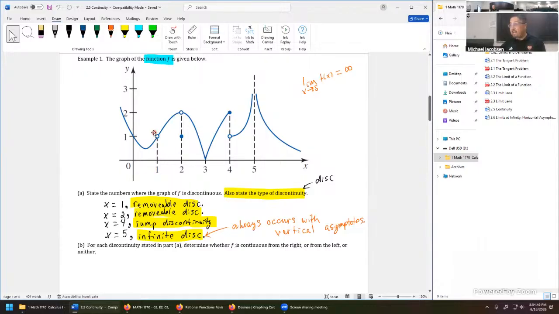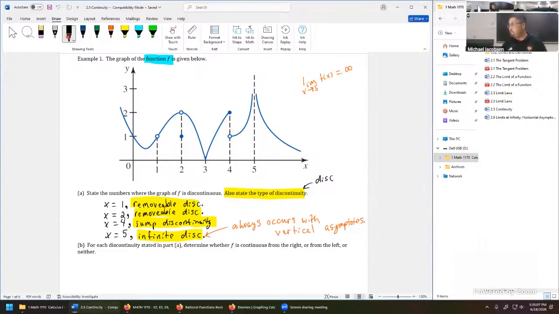Removable means there's a hole in the graph, maybe undefined or defined in a weird way. There's just a hole right there. Jump means a curve either goes up or down and then continues on. And an infinite discontinuity just means vertical asymptote.